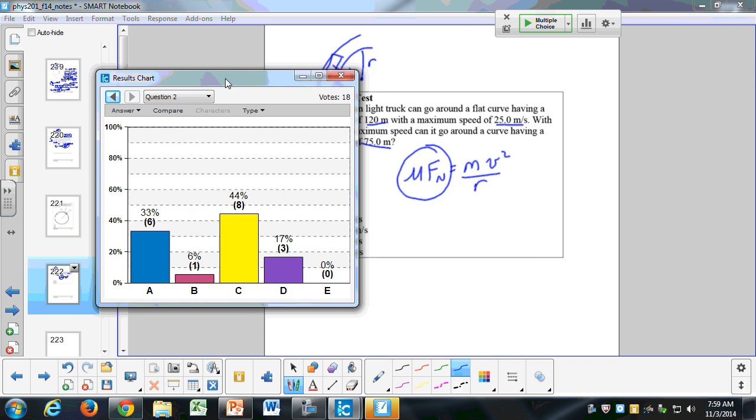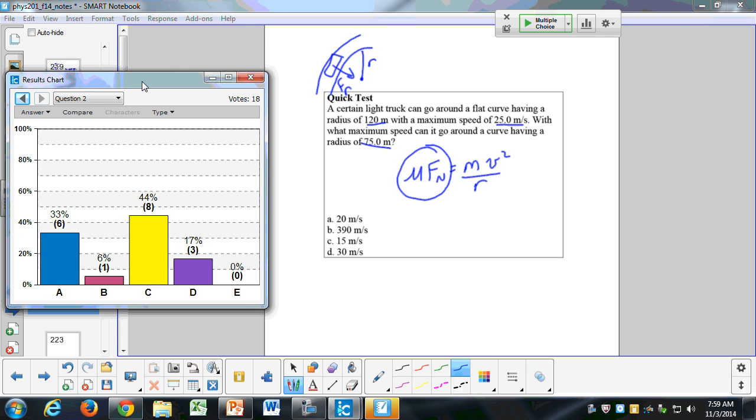Okay, let's see. I think it's C. Is that right? Well, we can look at it and say, at this curve, which is 120 meters, that means a nice wide curve with a big radius. The speed is 25. So with a curve with a smaller radius, is it going to be a bigger or smaller speed? Smaller, because it's a tighter curve, and so you have to have a smaller speed. So that gets rid of this answer and this answer. So A and C are good answers. One of them is correct.